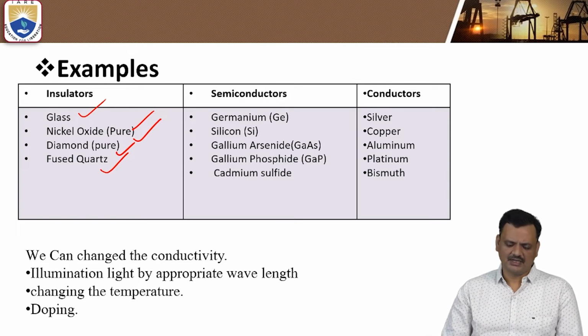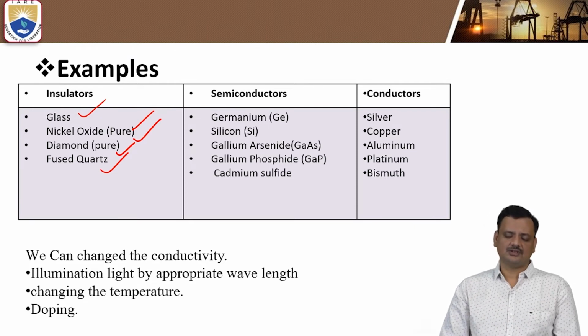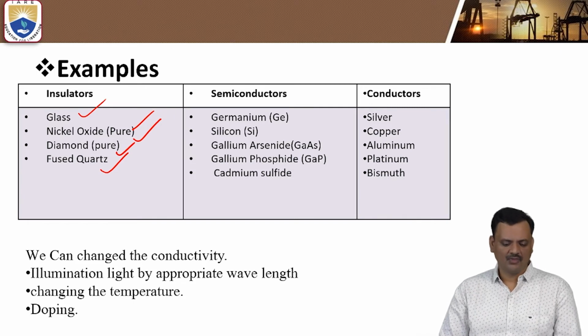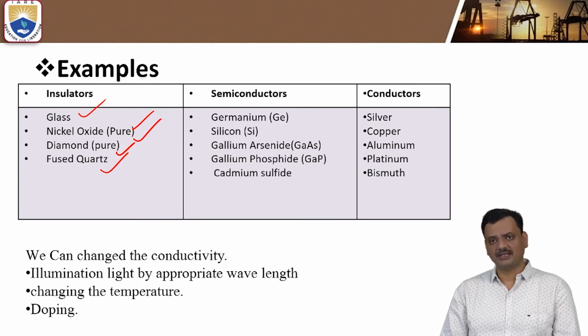Why? Because it will create a charge imbalance, and due to this imbalance some additional charges will appear, and it is possible they will take part in conduction. That's why the term pure is used. So glass, nickel oxide in its pure form, diamond in its pure form, and fused quartz are some examples of the insulator class of materials.